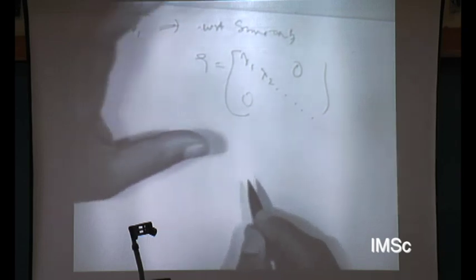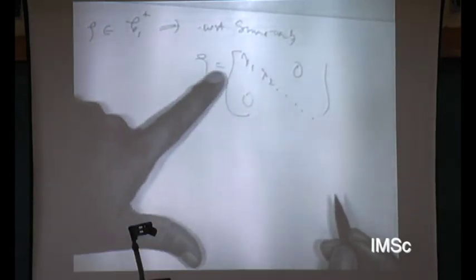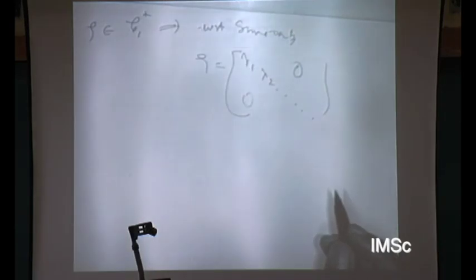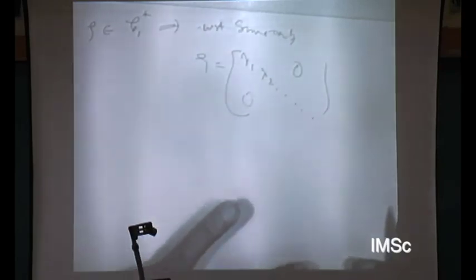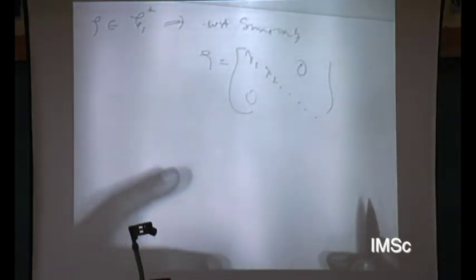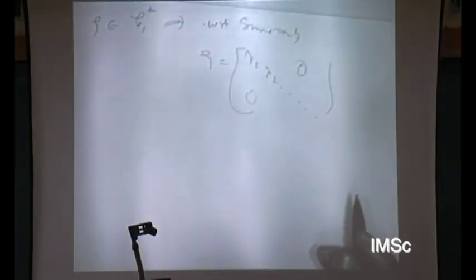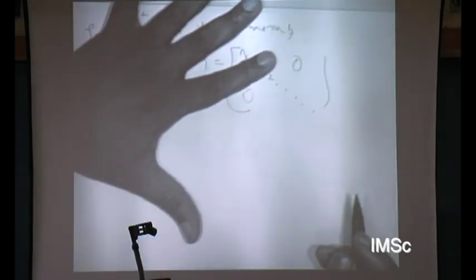See, I can take care of the zero pieces. If you write it like this, then you'll have to worry about where you put the zeros. If there are infinitely many zeros, then you interlace them, you put them in between these lambdas. If there are only finitely many of them, you just put them anywhere, I don't care. So if it is a positive trace class operator, it can be diagonalized.